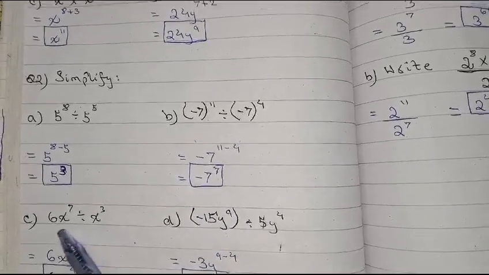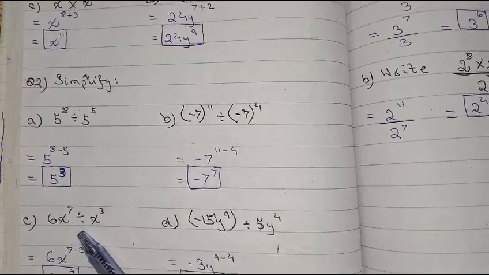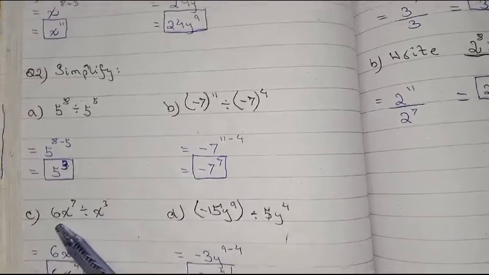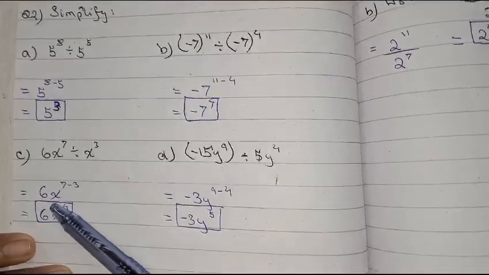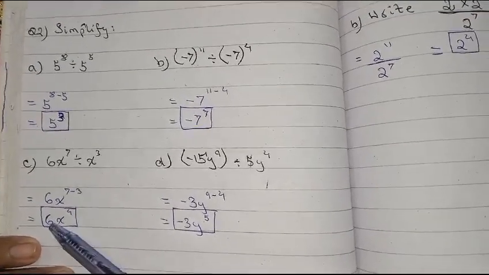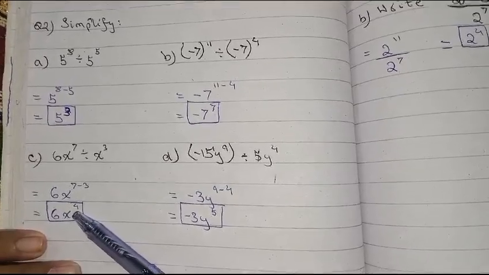In the same case, 6x power 7 divided by x power 3. So 6 divided by 1 is 6, and 6x power 7 minus 3 gets the result 6x power 4.